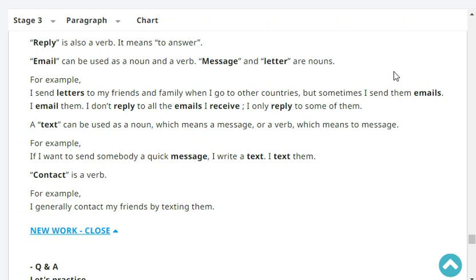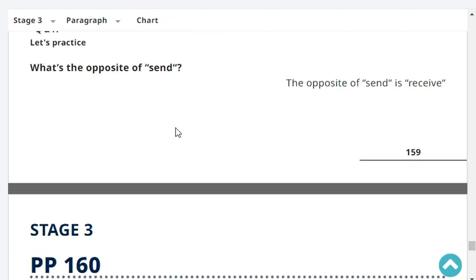A text can also be used as a noun and a verb. As a noun it means a message, and as a verb it means to message. For example, if I want to send somebody a quick message, I write a text. I text them. Contact is a verb. For example, I generally contact my friends by texting them. Okay, let's practice.